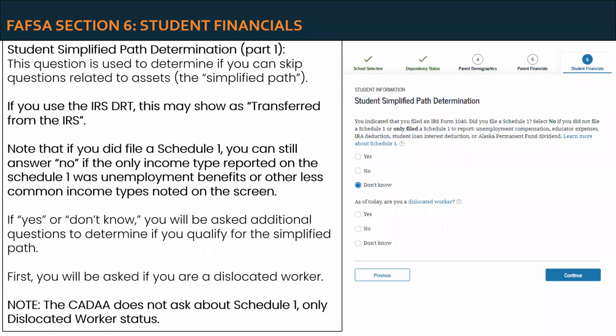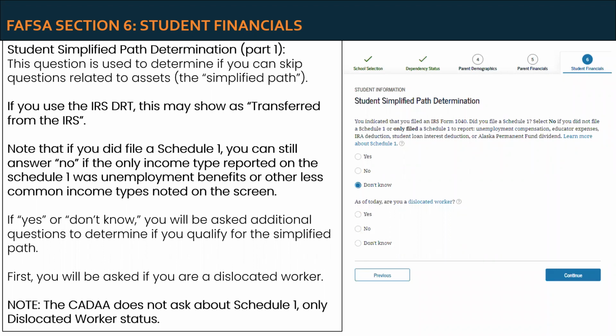So next, they will be asked a series of questions to determine if they need to provide additional information about their assets. So the FAFSA has a series of questions as part of what's called a student simplified path determination. This screens to see if they are eligible to skip questions related to assets and then take what is called the simplified path. So in this section, they may be asked if they filed a Schedule 1 with their taxes, which is a form used to report certain types of income, such as unemployment benefits and self-employment income.